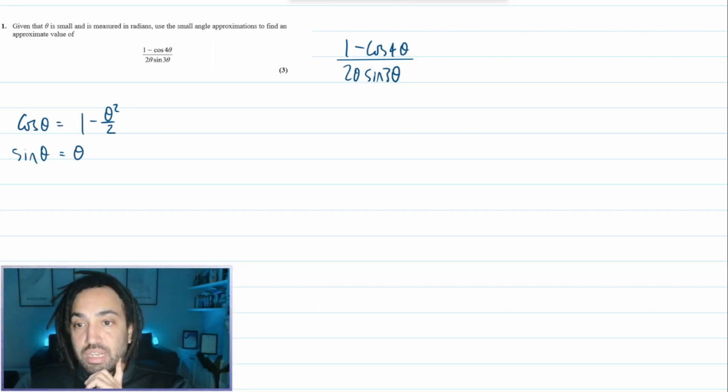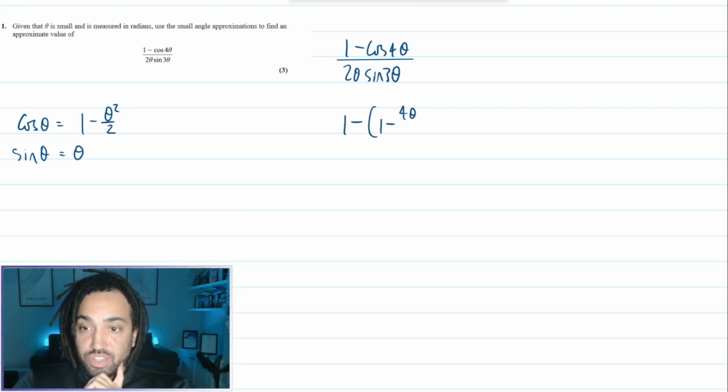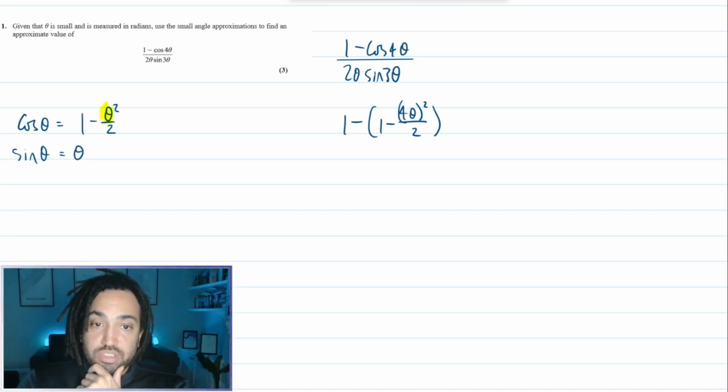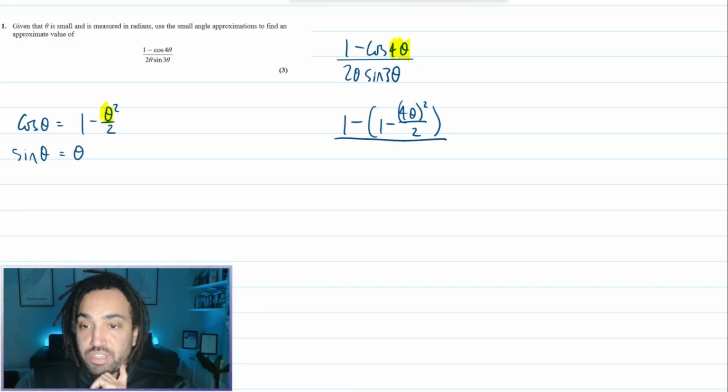In doing so, we'll get 1 minus 4 theta all squared over 2. So I've replaced the theta with a 4 theta, because this is cos 4 theta. Making sure you put it in brackets so that you don't forget to square the 4 as well. Over 2 theta, and then sine 3 theta will be just 3 theta.